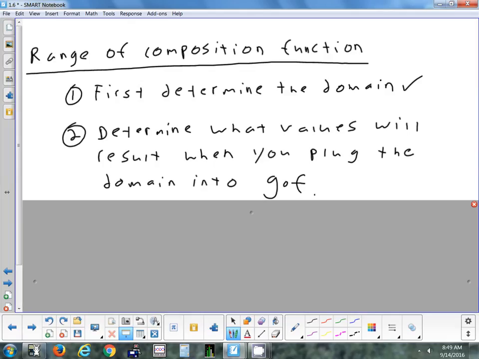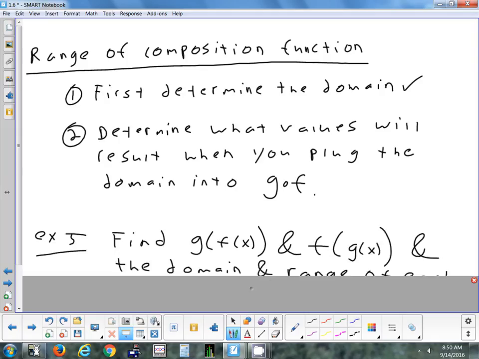Okay, so determine what values are going to result for y when you plug the domain in. Sometimes it's not too bad to figure out, like with that problem we did with the absolute value of x divided by x. There were only 2 numbers in the range, and we could do it without a calculator. But usually the range is a little tricky, so I usually graph it, and then I look at the calculator.